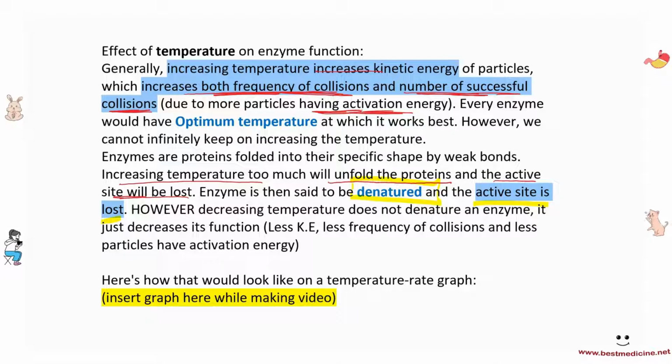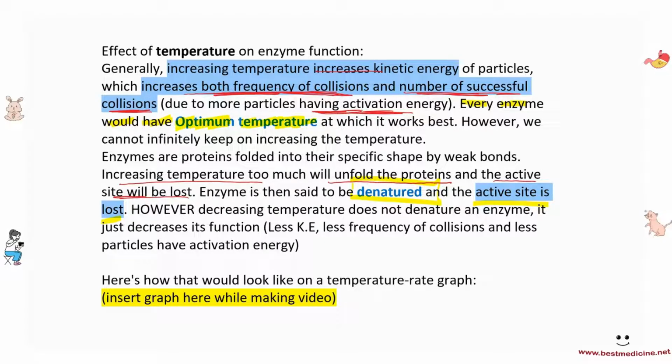Now, something that I want to mention here is that every enzyme would have its own optimum temperature. Okay? Different enzymes have their own optimum temperature. What is an optimum temperature? An optimum temperature is the temperature at which an enzyme would work best. For example, most of the human body's enzymes would work best at the human body temperature, which is how much? 37 degrees Celsius, right? So most of the human body's enzymes would work best at 37 degrees Celsius.